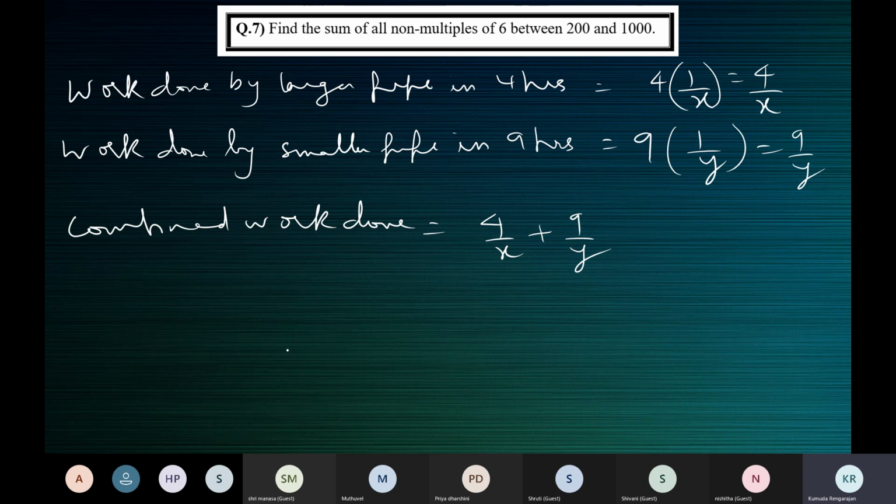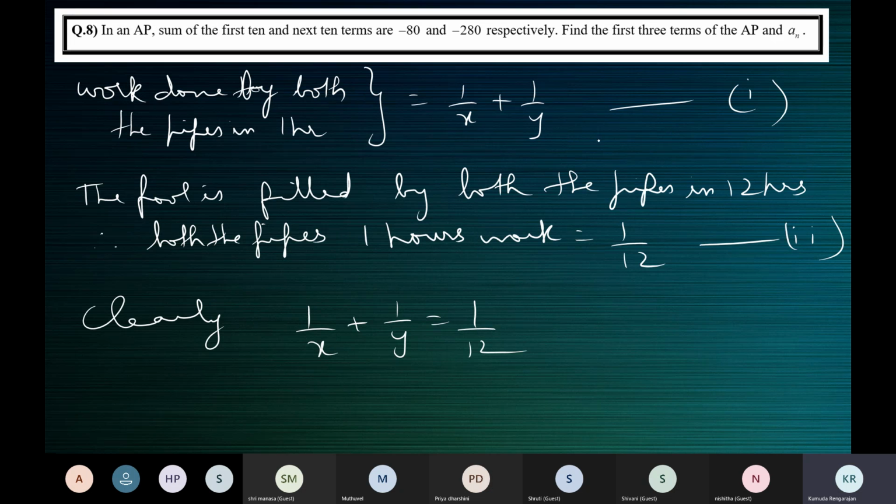And in this combined work, only half the pool is filled. Half is the fraction only. That's the work done. 1 by 2 is the work done. Half of the tank is filled. So 4 by x plus 9 by y is equal to 1 by 2. It's the second equation. You need to solve these two equations.